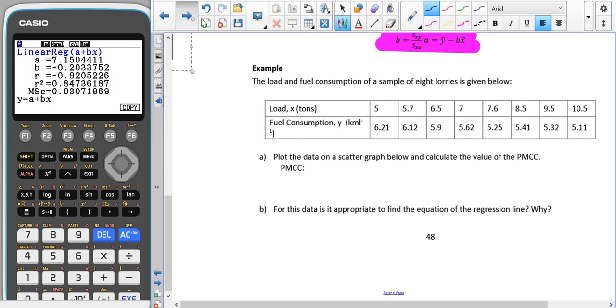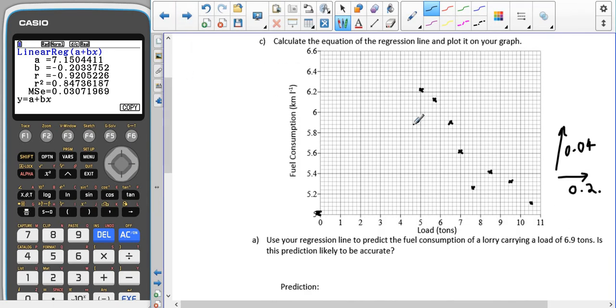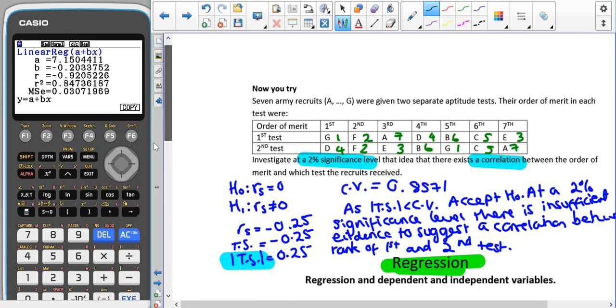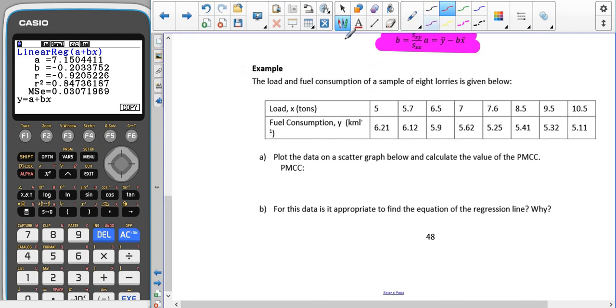And from having a look at the graph, we would be expecting to get a negative value because we can see here that as the data for the load is increasing, the fuel consumption is decreasing. So we can see there that it's taking more fuel to go the distances with the higher weights, which is what we would be expecting. So the actual value for the PMCC, remember that's this r value here, is minus 0.921 to 3 significant figures. Remember to round to 3 significant figures at the minimum, unless told otherwise.